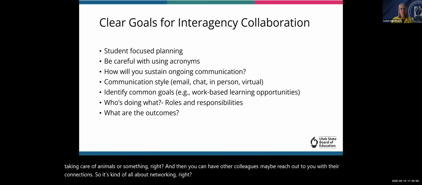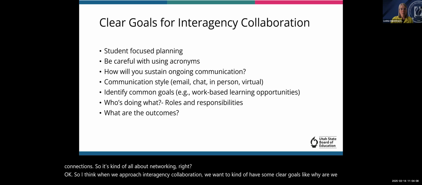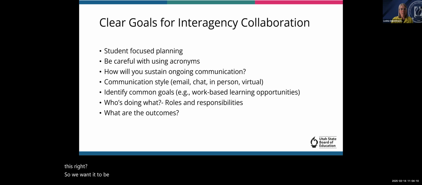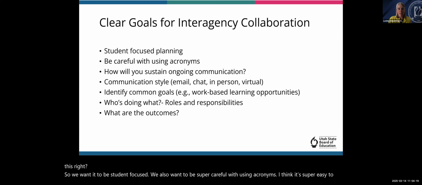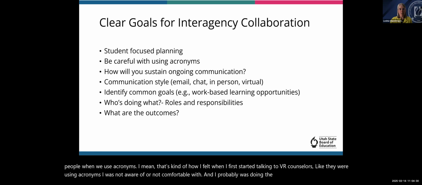Okay, so when we approach interagency collaboration, we want to have some clear goals, like why are we doing this, right? So we want it to be student focused. We also want to be super careful with using acronyms. I think it's super easy to alienate people when we use acronyms. That's kind of how I felt when I first started talking to VR counselors. They were using acronyms I was not aware of or not comfortable with. And I probably was doing the same because I was using acronyms in education.